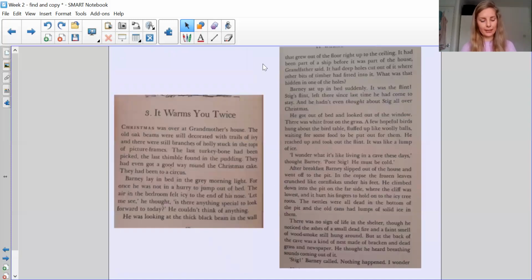I'm going to read the next chapter now. It warms you twice. Christmas was over at Grandmother's house. The old oak beams were still decorated with trails of ivy, and there were still branches of holly stuck in the tops of picture frames.